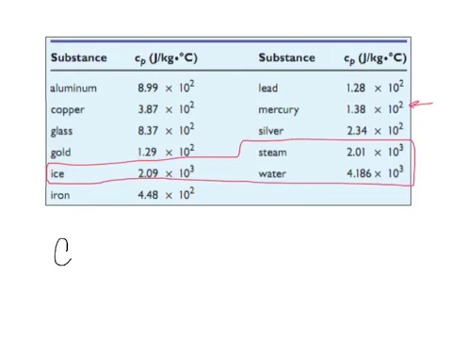So as the C value increases in a substance, or from one substance to another, the heat required also increases. And that's clear because Q and C are directly related. Q equals mc delta T.